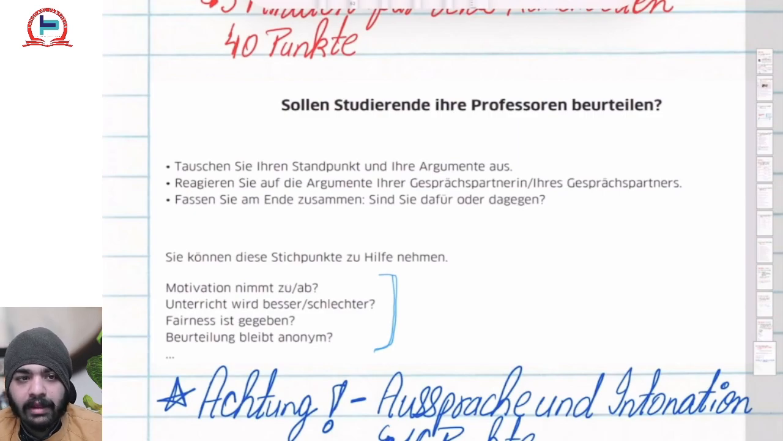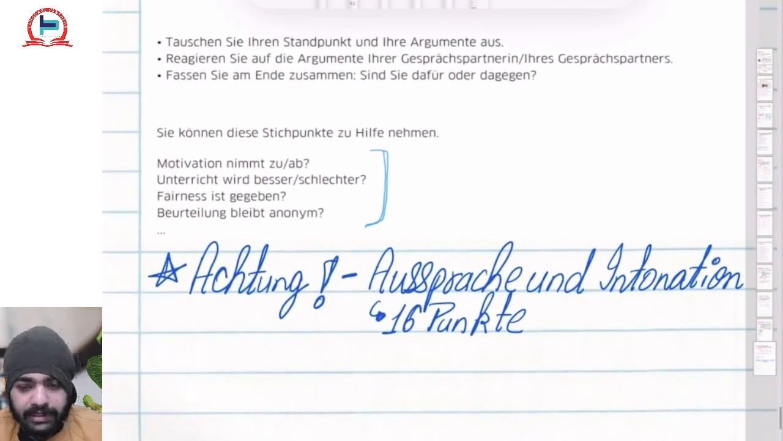Yeah. One important thing to note about expression is that there is 16 marks, 16 Punkte, besonders für Aussprache und Intonation. Just for your pronunciation and your intonation, you get 16 marks. Out of the entirety of 100 marks, you get 16 marks just for your pronunciation. All right. So that was the overview of the 4 modules of Goethe Zertifikat B2. I hope you understood the format. Yeah. Vielen Dank.